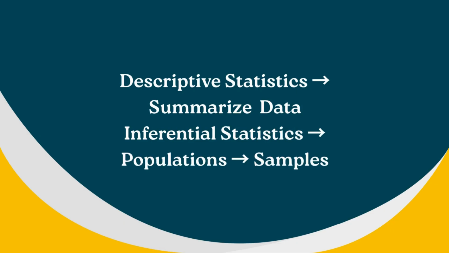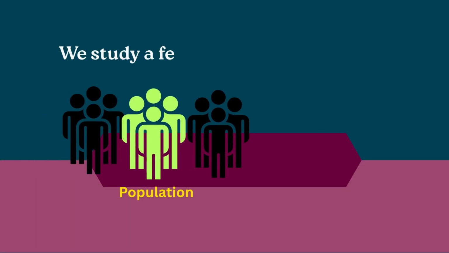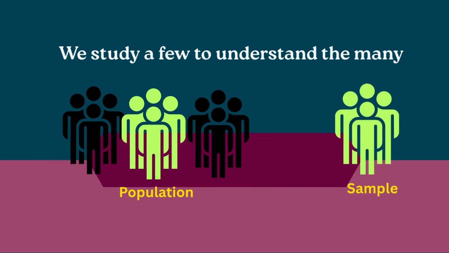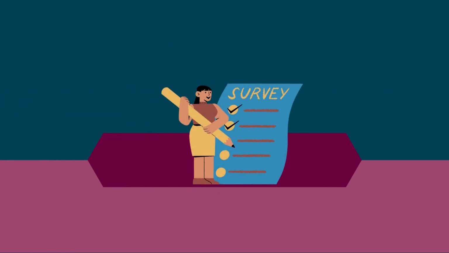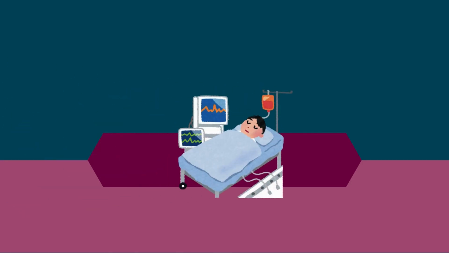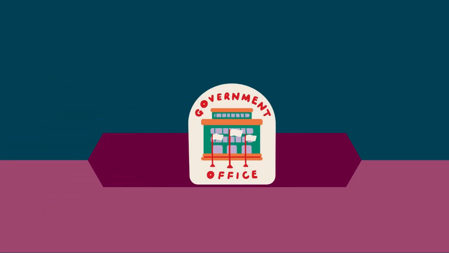Let's start with a question. Why do we need inference at all? In the real world, we rarely have data for everyone or everything. Instead, we work with samples, small manageable subsets of a population. For example, a company cannot survey every single customer, so it collects feedback from a few hundred people. A hospital cannot test every citizen, so it studies a sample of patients. A government cannot measure every household, so it runs a census on a subset.